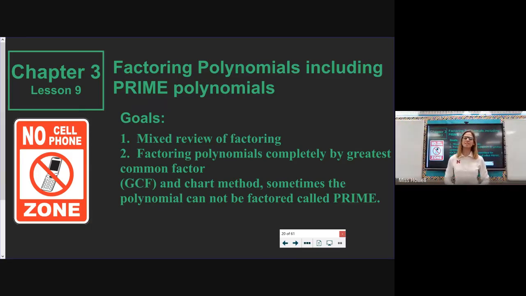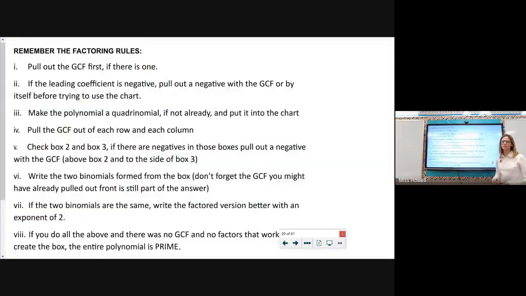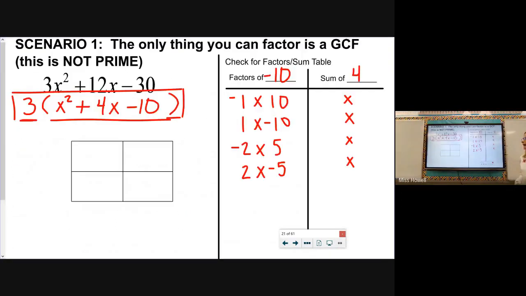Our goal for today is to continue working with factoring polynomial expressions completely, and sometimes we have a special case where we can't do any factoring, called prime. So at this point, we should understand there's 4 different types of scenarios that can happen.